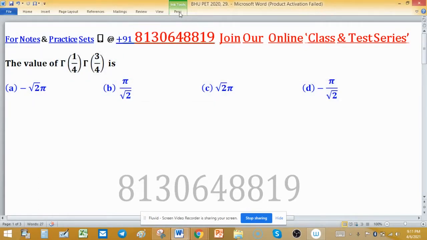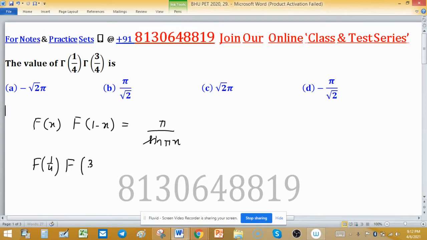To find this value, you need to know the properties of the gamma function. Gamma x with gamma 1 minus x is equal to pi upon sine pi x. This is the formula, and this is not f, this is gamma. So gamma 1 by 4 with gamma 3 by 4 can be written as gamma 1 by 4 gamma 1 minus 1 by 4. This value is 3 by 4.